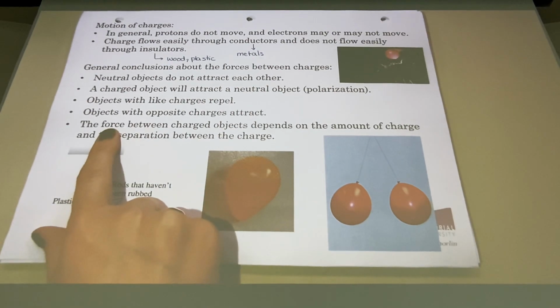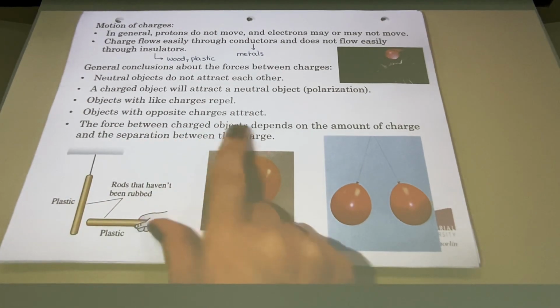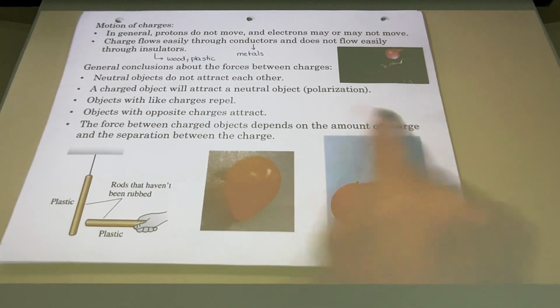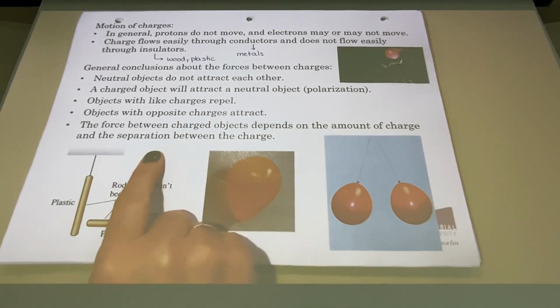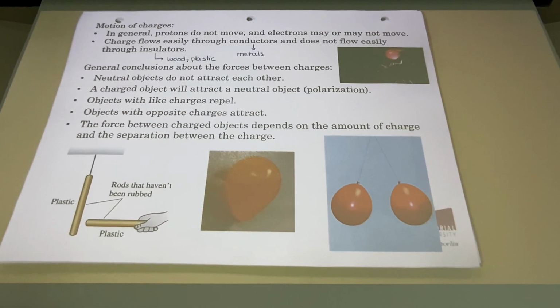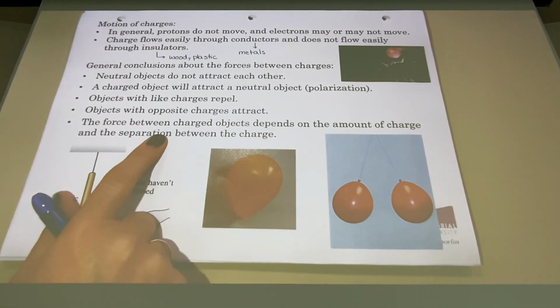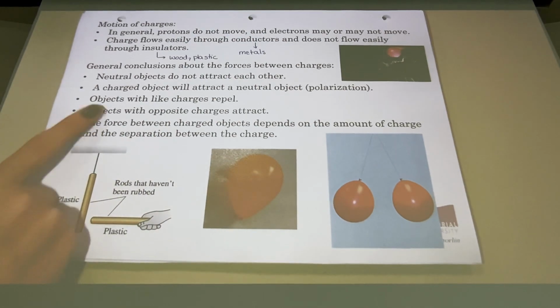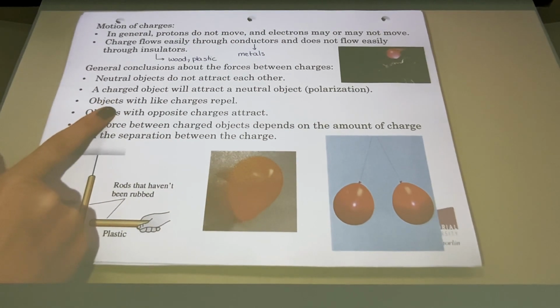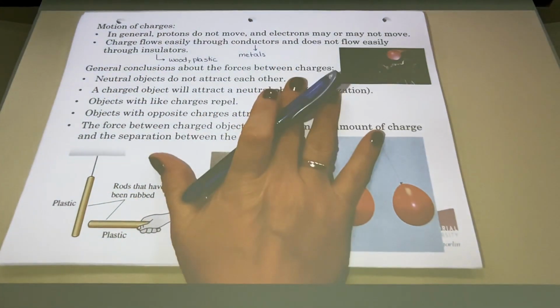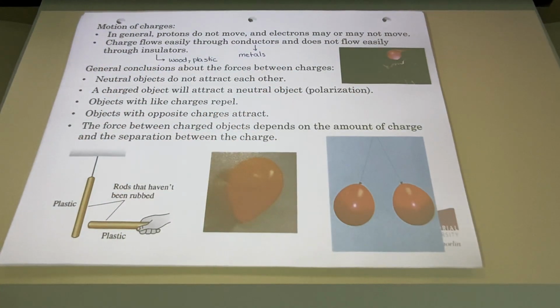When we measure the force between charged objects, the size of the force depends on two things. How much charge do we have, and how far apart are the charges? So together, these three things tell us about the electric force. This one tells us about the magnitude, and these two tell us about the sign or the direction. Any questions about these things? No? Okay.